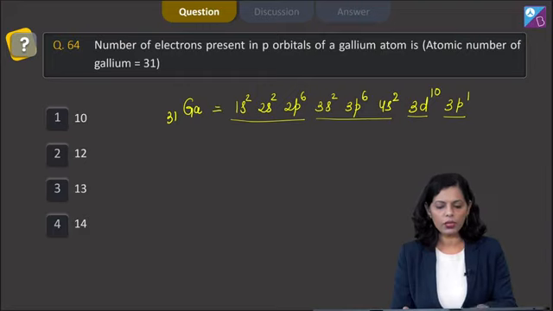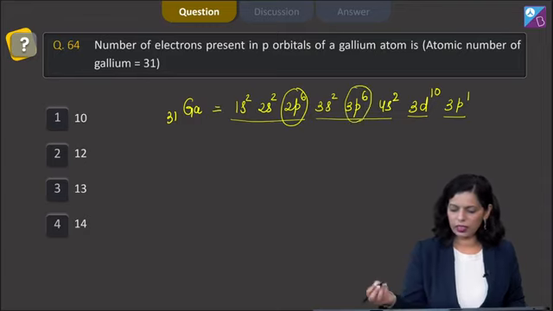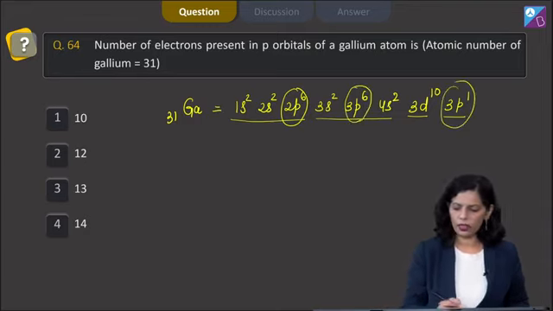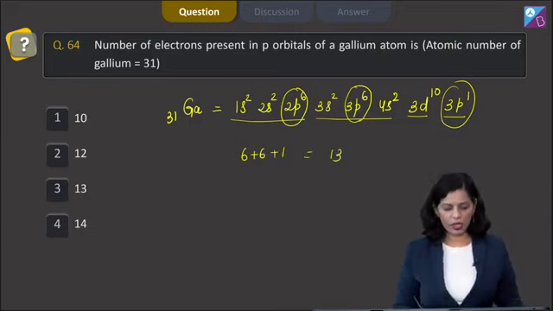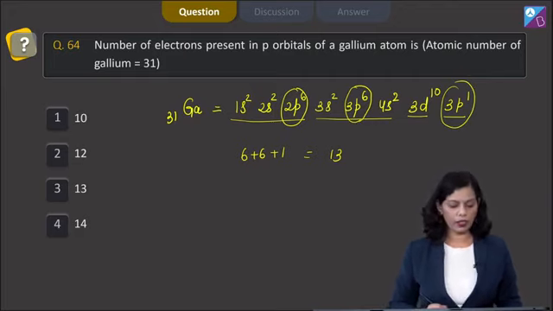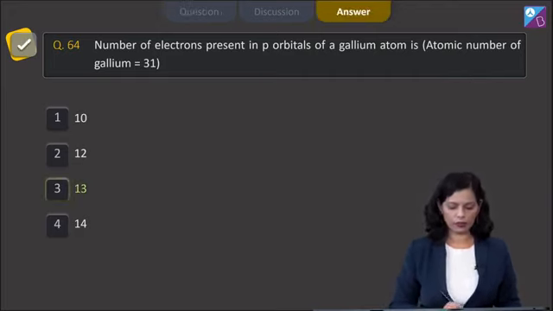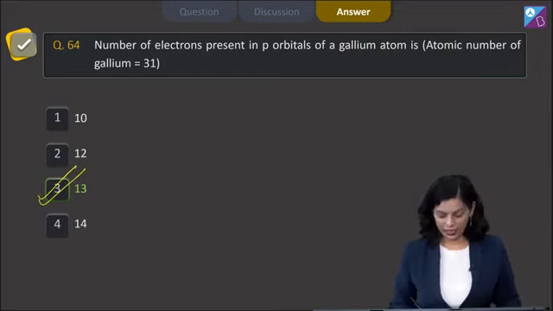Now the question comes, total number of the electrons in the p orbitals. Okay, 6 plus 6, then 1. So in total it would be 6 plus 6 plus 1, 13, right? 13 is given here in option 3. So that would be your correct answer. And if you have chosen that, yes, your answer is correct.